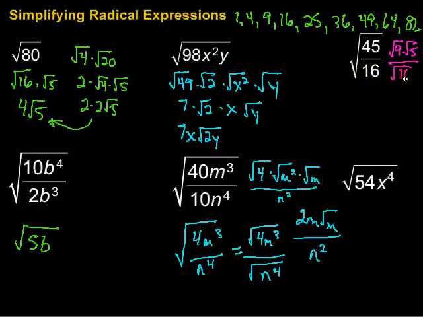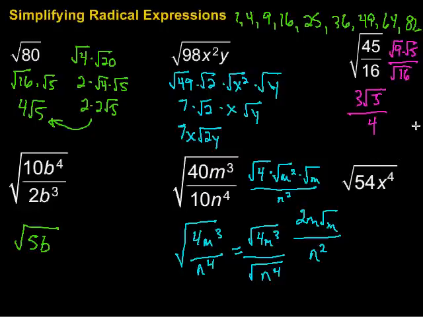Then on the bottom, I've got the square root of 16. Okay. Then square root of 9 is just 3. Square root of 5 I can't simplify, so that's just like that. All over the square root of 16, which is 4.